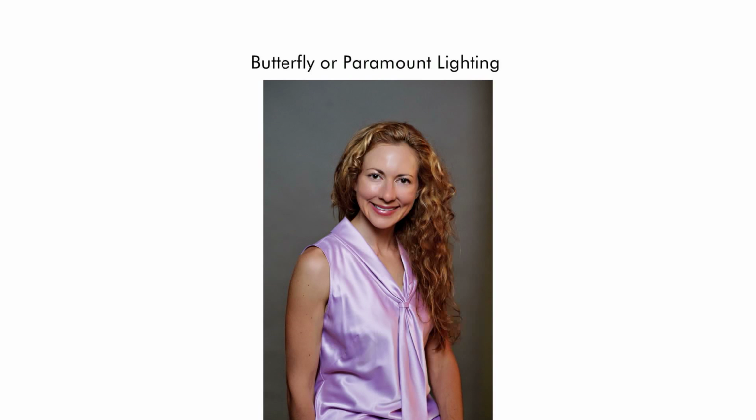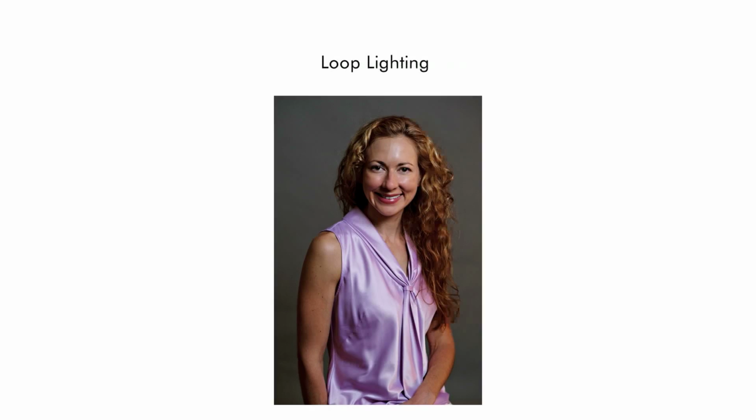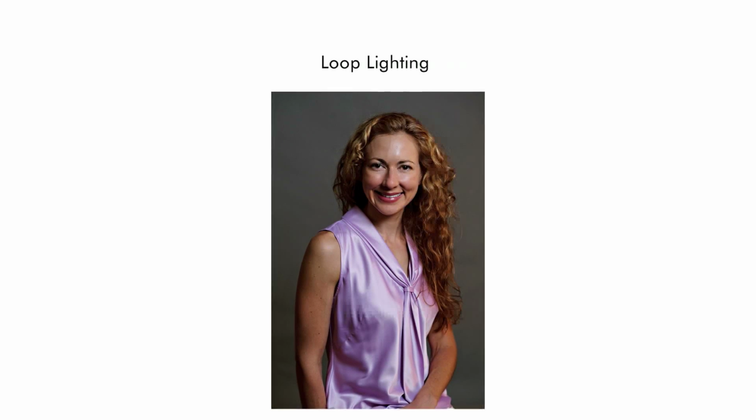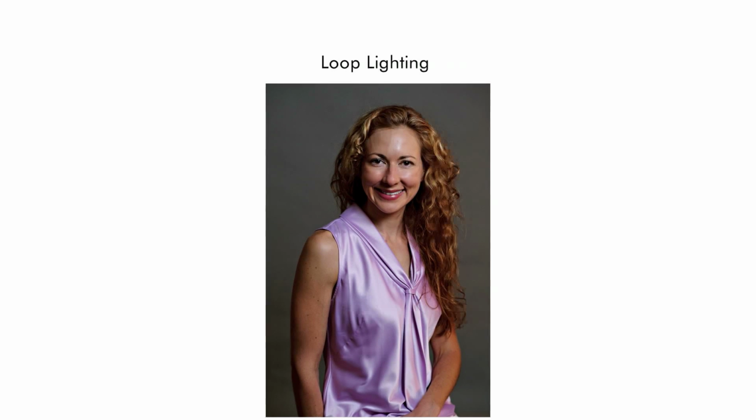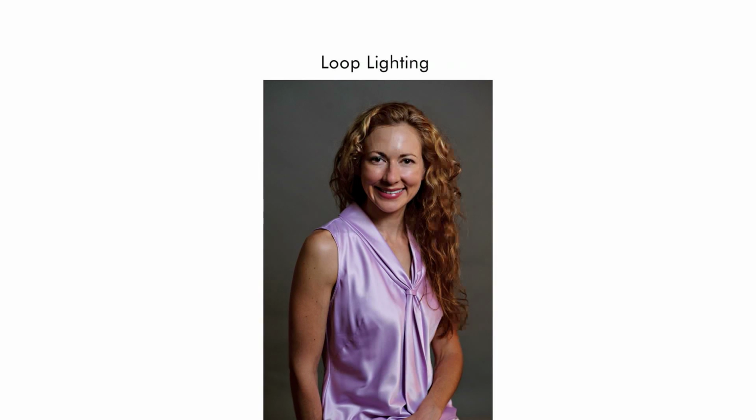Loop lighting is probably the most popular portrait lighting pattern. It's named after the loop-like shadow it creates below the nose. To create it, place the main light about 30 to 50 degrees above the subject's face and 30 to 50 degrees to the right or left.